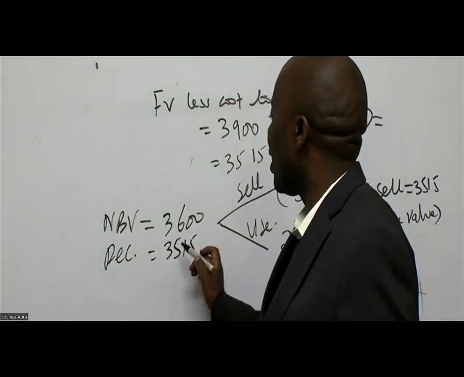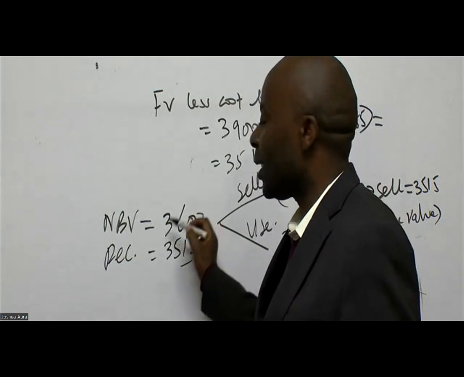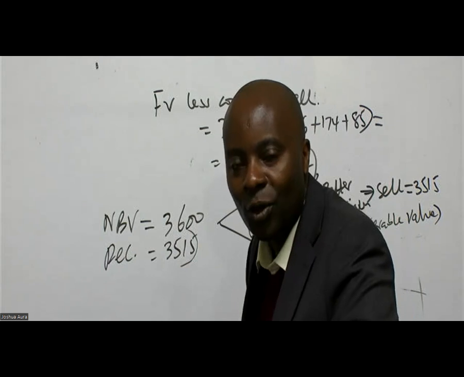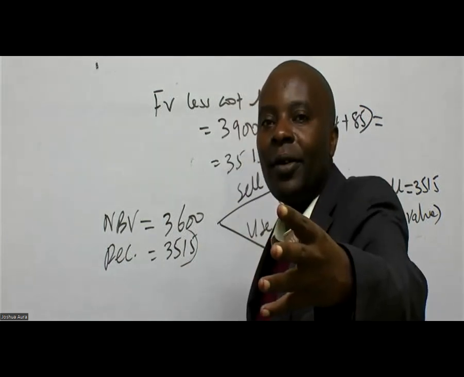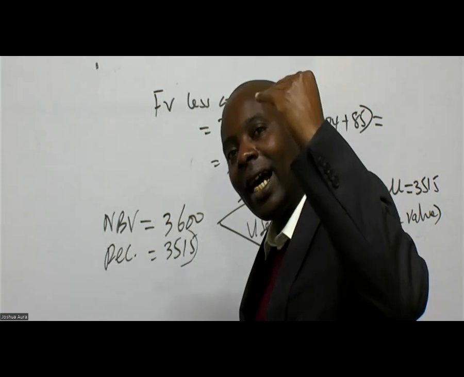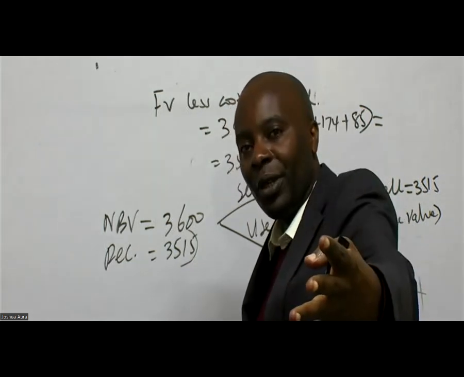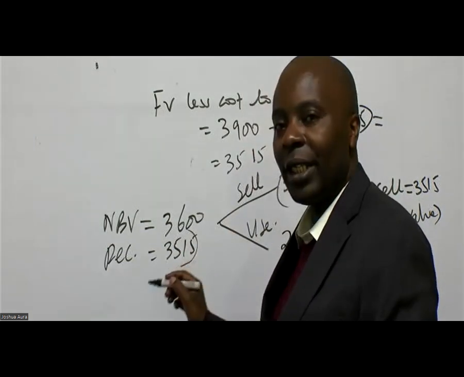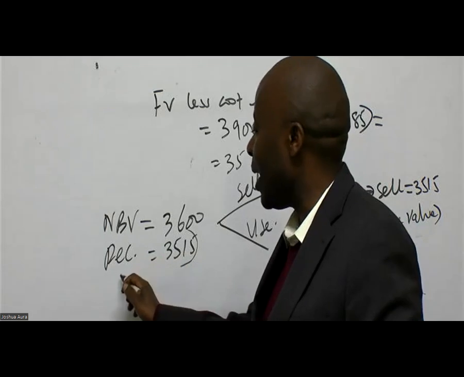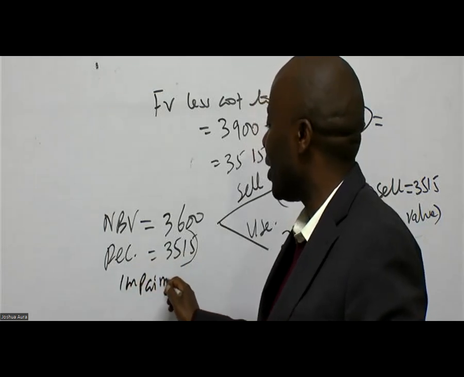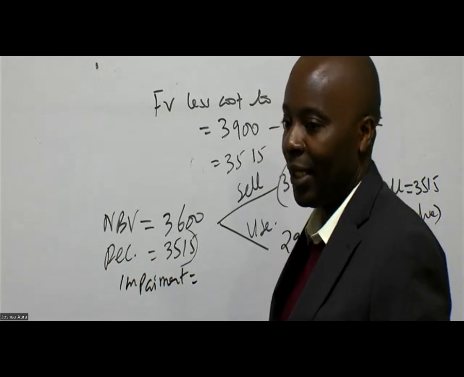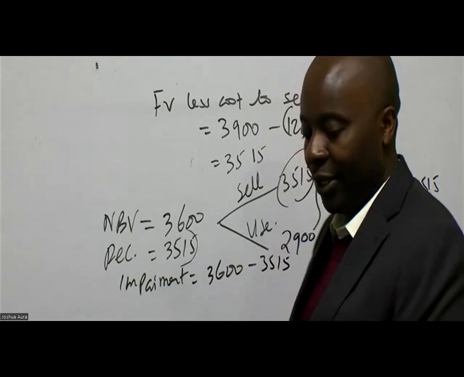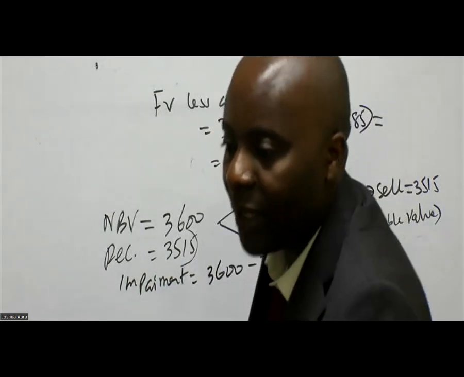And you are told that when the recoverable amount is less than the net book value, you must reduce the value of your asset. Don't over-expect. You are carrying the asset at a higher value than what you can recover from it. So here the recoverable amount is less than the net book value. Therefore, there is an impairment, which has to be recognized in accordance with IAS 36. So the impairment here will be 3,600 minus 3,515.